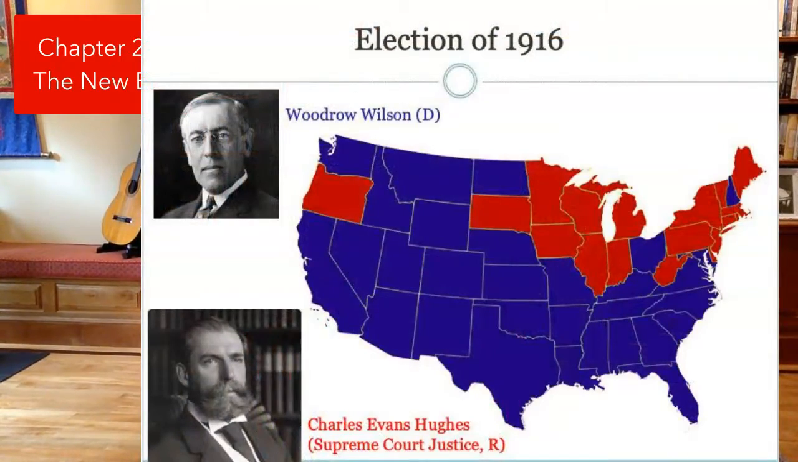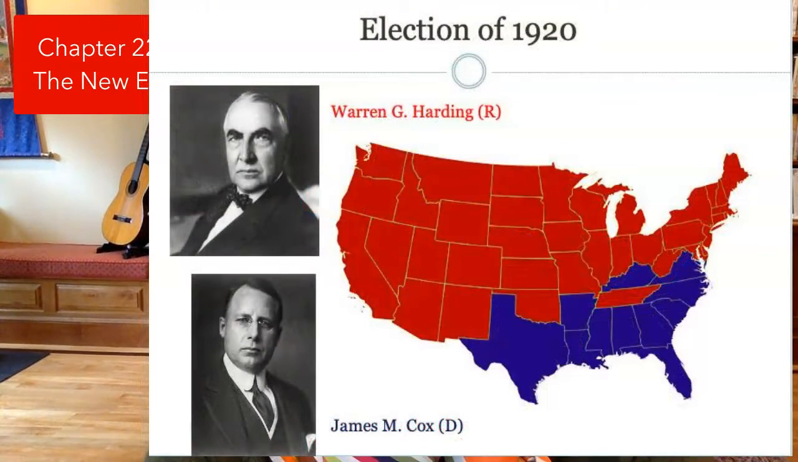This is the election map from the election of 1916, the re-election campaign of President Woodrow Wilson. And this is the election map from 1920. And 1924 and 1928 look very similar. So we can see that something pretty dramatic happened politically between the 1910s and the 1920s. The title frames this as the new era. So I want you to think as you read this chapter, what's new and what's not?